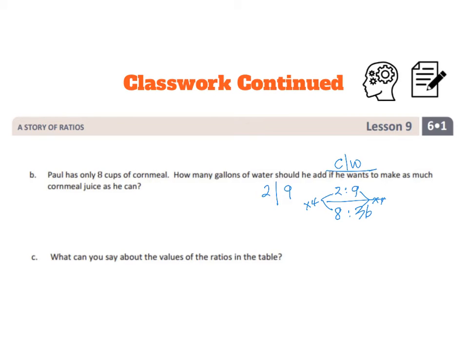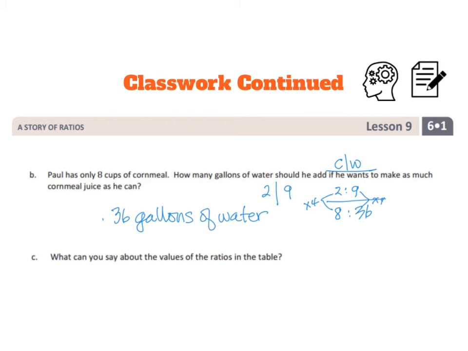So that means I need 36, and you could just look at your table that you created, gallons of water is what he should use. That's not a complete sentence, just so you know. I said Paul should use 36 gallons of water to make the cornmeal juice.